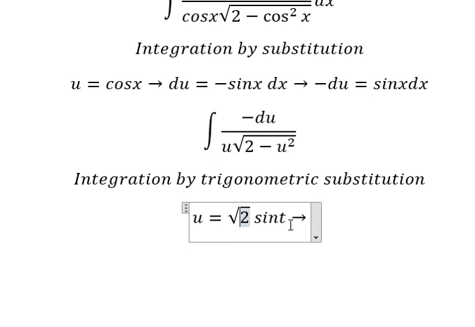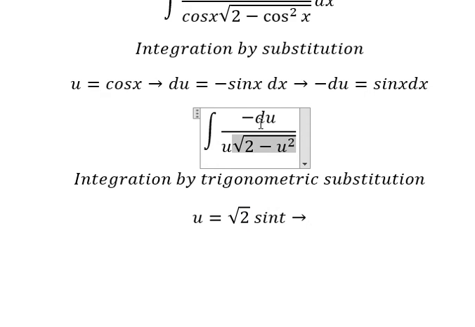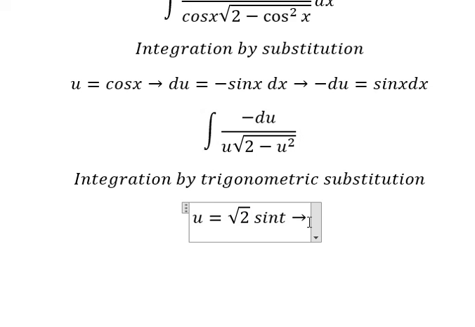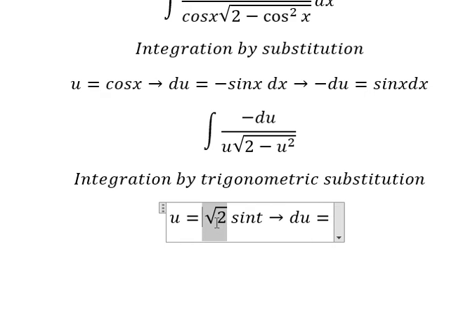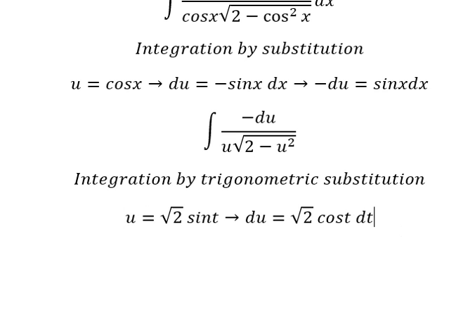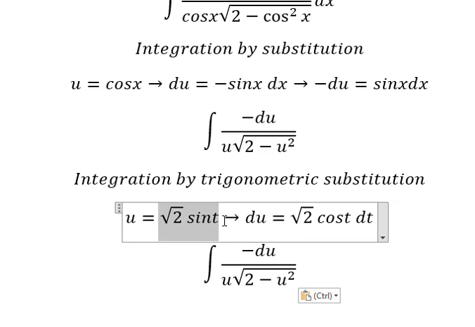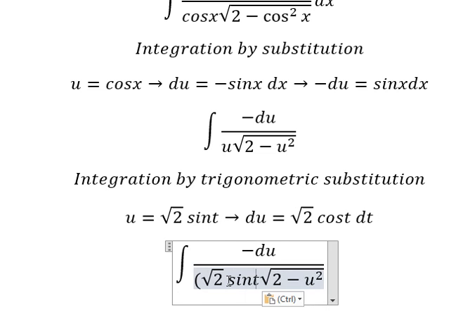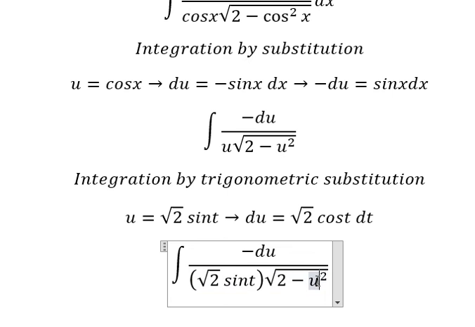1 minus sin t square, we change for cosine t square, and later we simplify the square root and du. Next, we need to do the first derivative for both sides, and we have du equals the square root of number 2 cosine t dt. So this one I will put in here, and this one go in here.